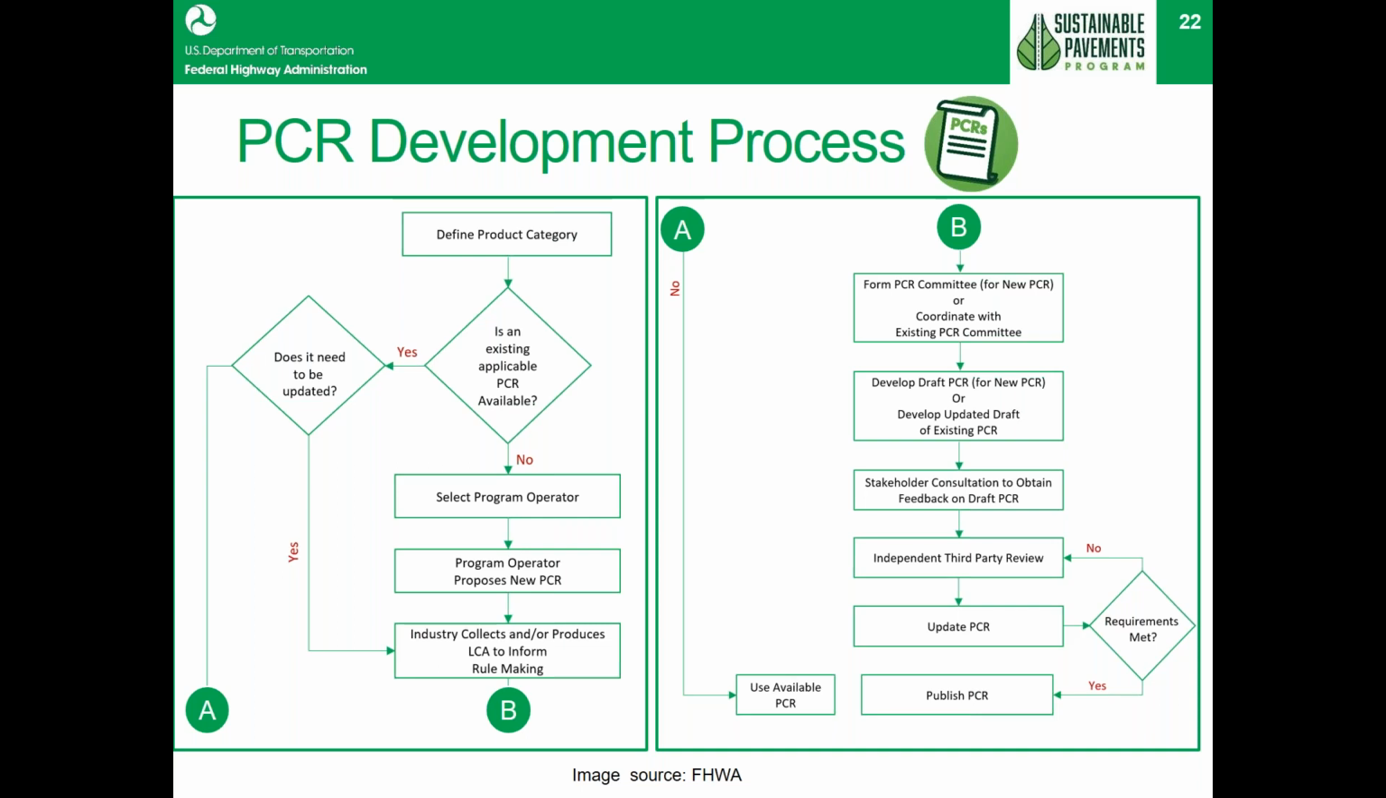But the one that's labeled Group A presumes that there is a product category rule available, and that it does not need to be updated. So you go from the diamond in the left-hand box all the way over to the vertical line A in the right-hand box. And the simple point is, if there's a product category rule available and it doesn't need to be updated, you use that product category rule.